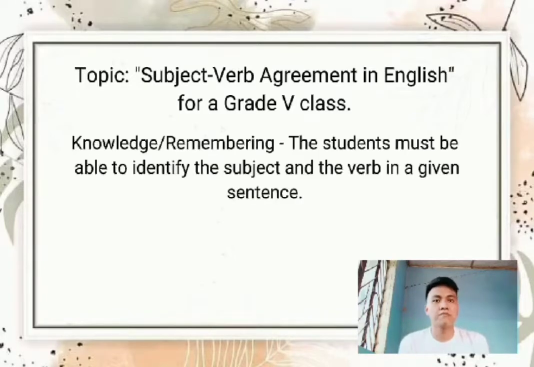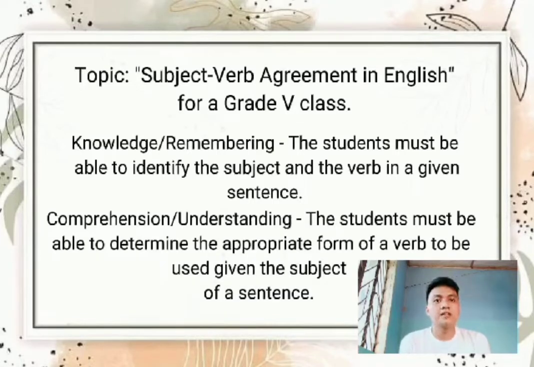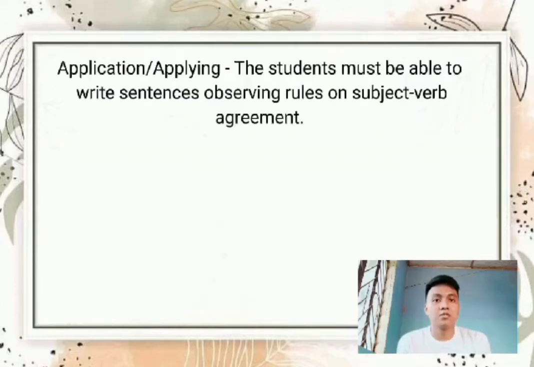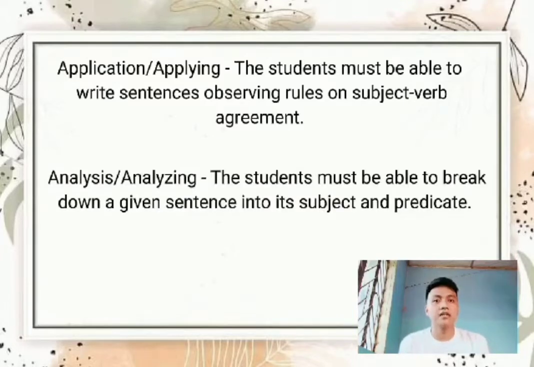For knowledge or remembering, the objective is that the students must be able to identify the subject and the verb in a given sentence. For comprehension or understanding, the students must be able to determine the appropriate form of a verb to be used given the subject of a sentence. For application or applying, the students must be able to write sentences observing rules on subject-verb agreement. For analysis or analyzing, the students must be able to break down a given sentence into its subject and predicate.